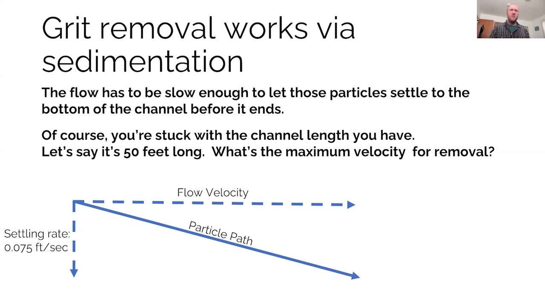Of course we have these concrete things made of metal, so it's not like we can just change the size of our facilities as things change throughout the day or the season. So we're stuck with our channel that, say, is 50 feet long. So what's the maximum velocity that water can move through in order to get the removal that we want?